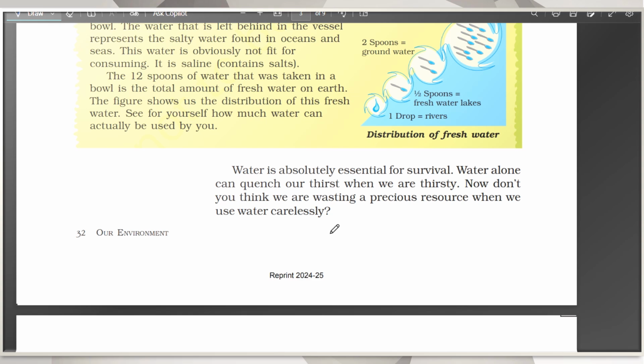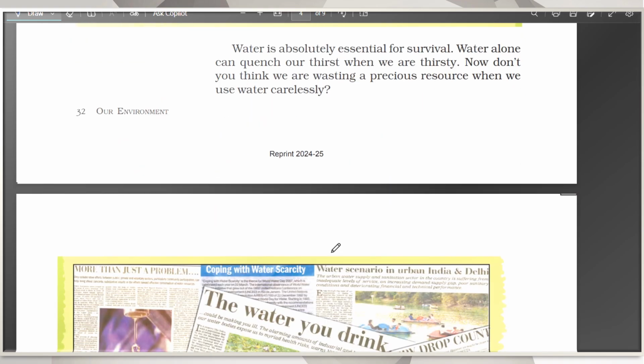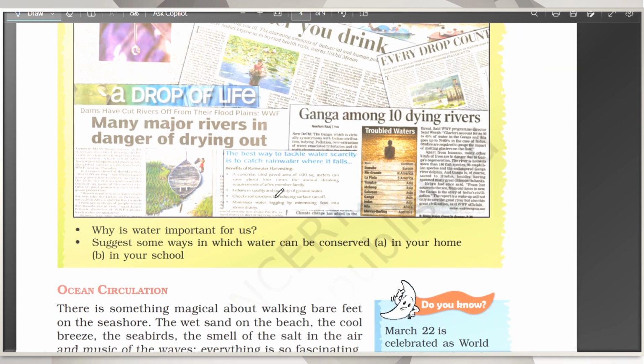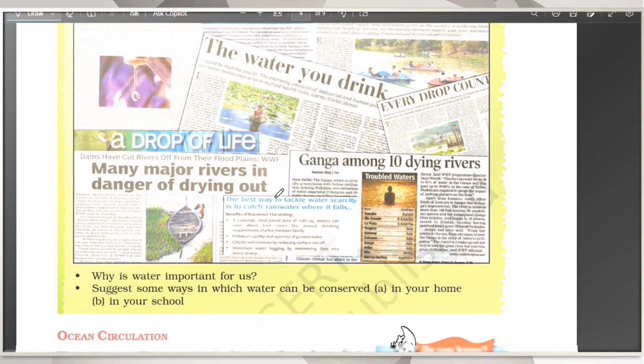So now you have to understand why we should not waste this precious resource. Don't you think we are wasting a precious resource when we use water carelessly? Carelessly means you don't think about whether it is important or not. So I am telling you, just save water for your future and for yourself, even for your coming generation. Here they have given newspaper cutouts.